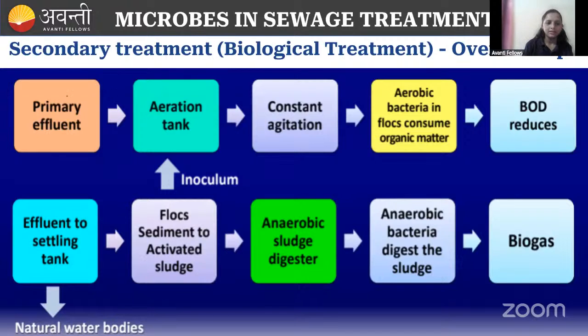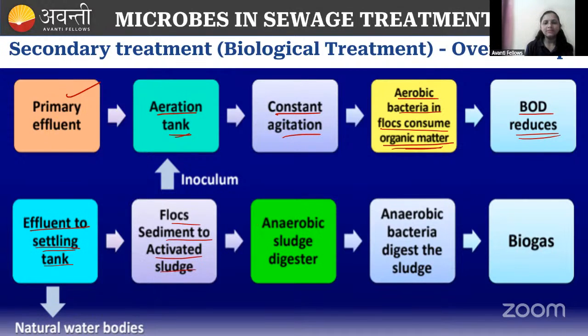See here, the primary effluent that comes from the sedimentation tank is taken to the aeration tank. After that, constant aeration we are doing. So here aerobic bacteria and flocs will consume the organic matter. Due to this, the BOD will be reduced. Then the effluent will be sent to the settling tank, and the flocs will settle as activated sludge.